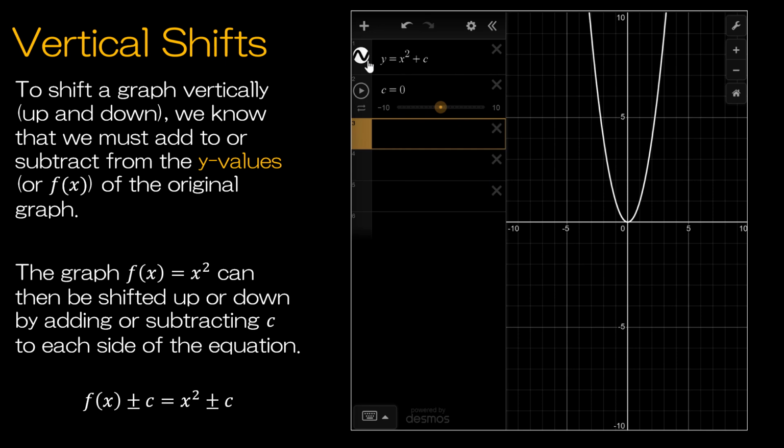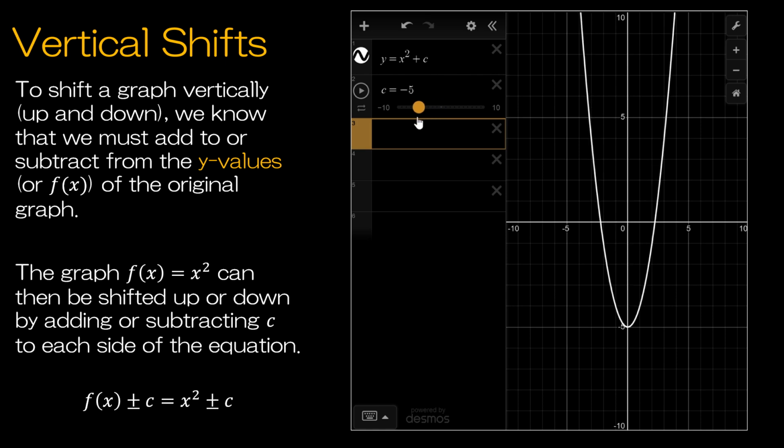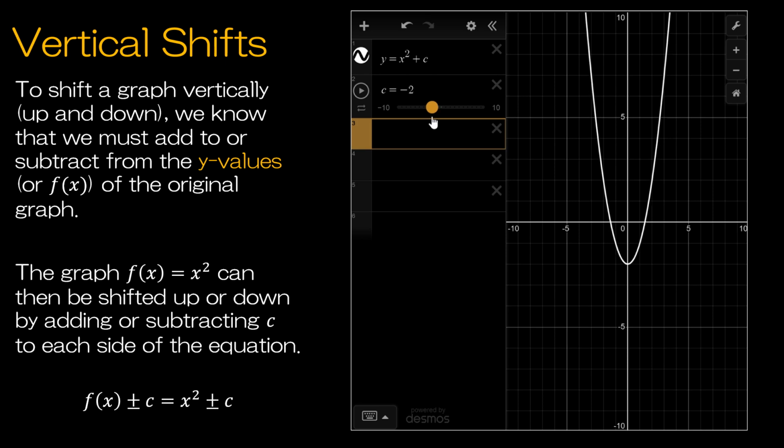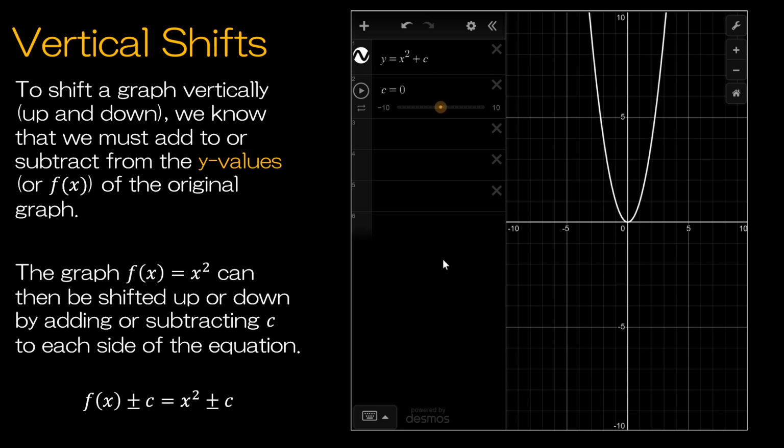So as you can see in Desmos, I have y equals x squared plus c, and I have c set to 0. And if I start going towards the positive side, 1, 2, 3, and so forth, my graph isn't doing anything else except for shifting up and down. Now again, this is the parent function, but watch what happens when I go to the negatives. Now I'm shifting the graph down. So we can see that for a vertical shift, we're going to add or subtract a c value on the outside of the function.